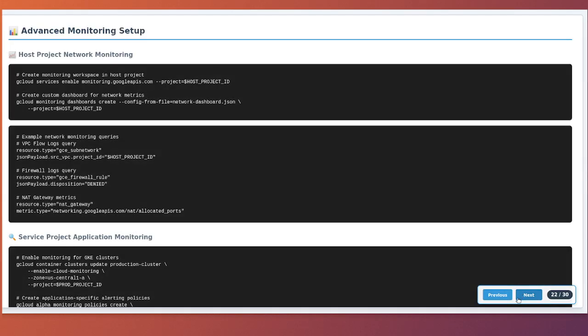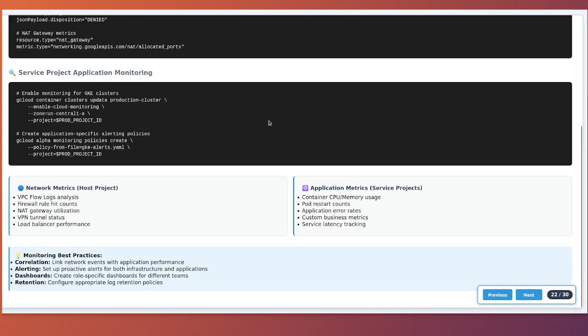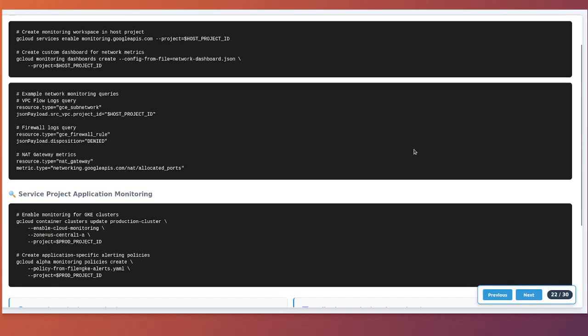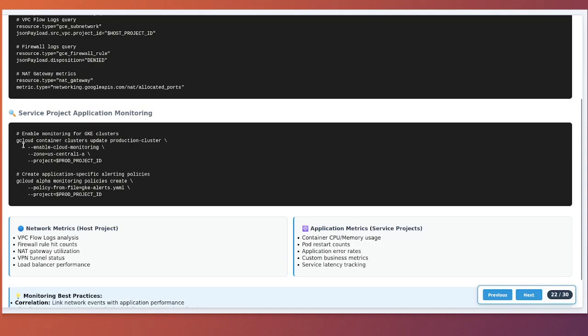Advanced monitoring setup. Comprehensive monitoring in a shared VPC environment requires coordination between the host project for network-level metrics and service projects for application-level metrics. This creates a complete observability picture. Google Cloud Operations provides powerful monitoring capabilities. For network monitoring, you'll want to focus on VPC flow logs, firewall logs, and NAT gateway metrics in the host project. These give you visibility into traffic patterns and security events.